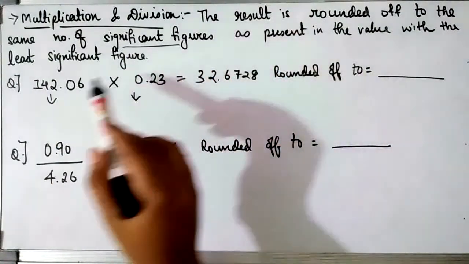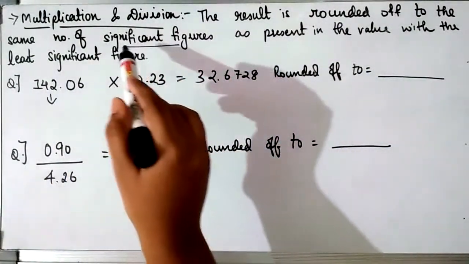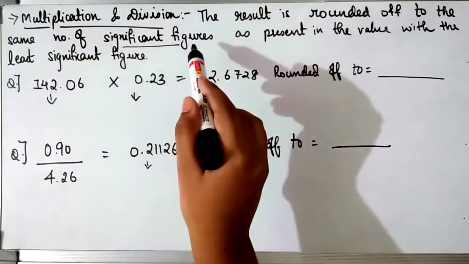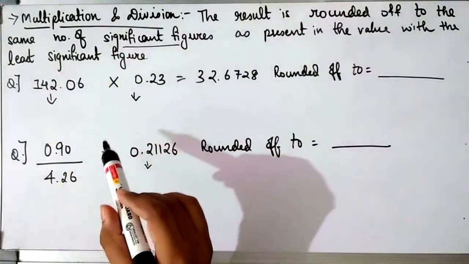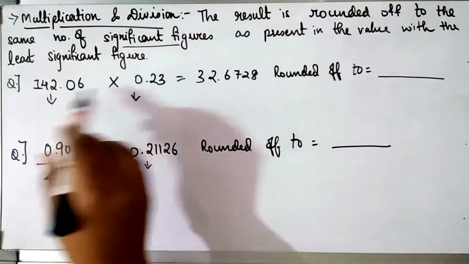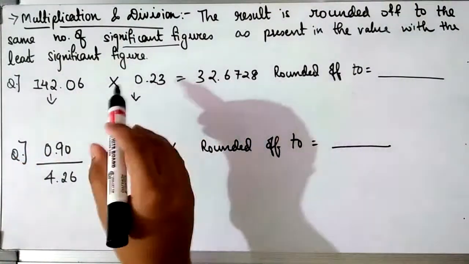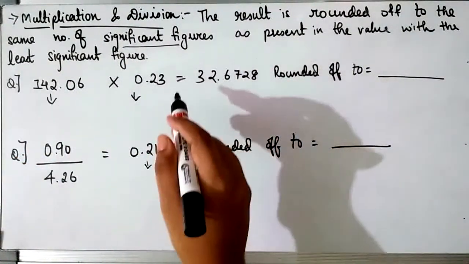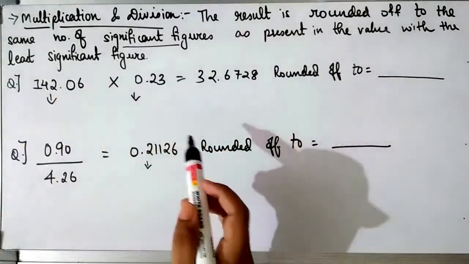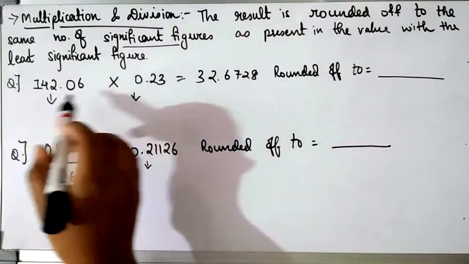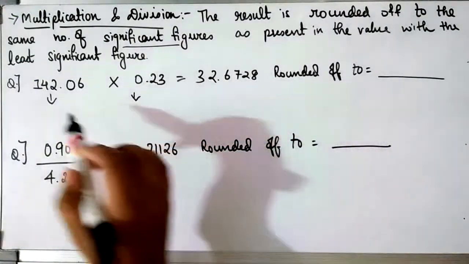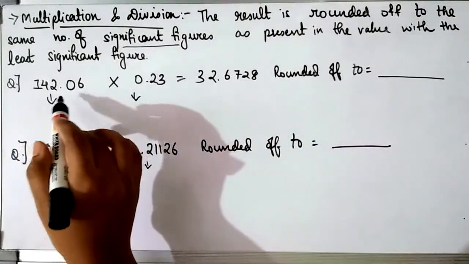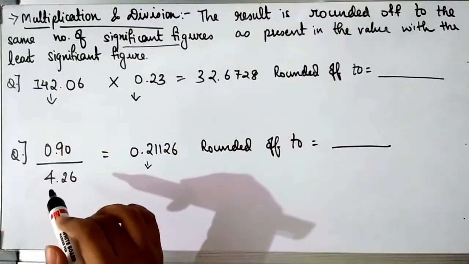In multiplication and division, the result should be rounded off to the same number of significant figures as present in the value with the least significant figures. So basically we have to check both the values, and the result should be rounded off to the least significant figures. I'll take an example and show you. Here I've got two values and I've got the result also over here. In this, for the first value, we need to check how many significant figures are there.